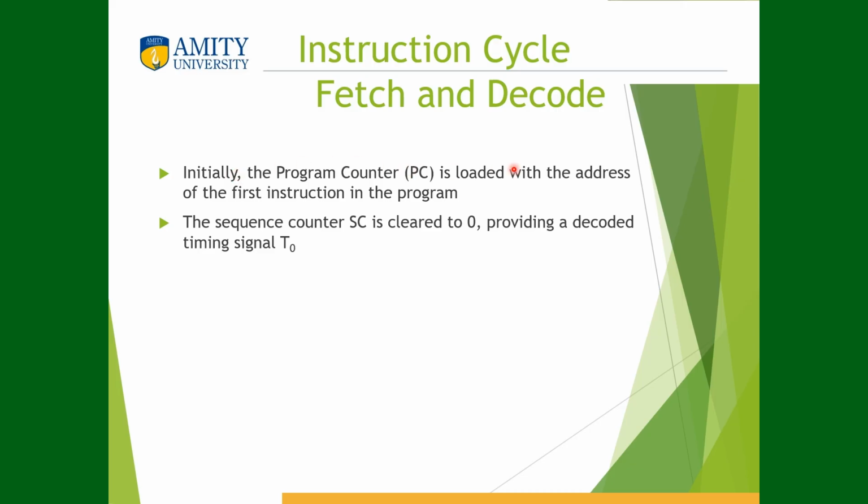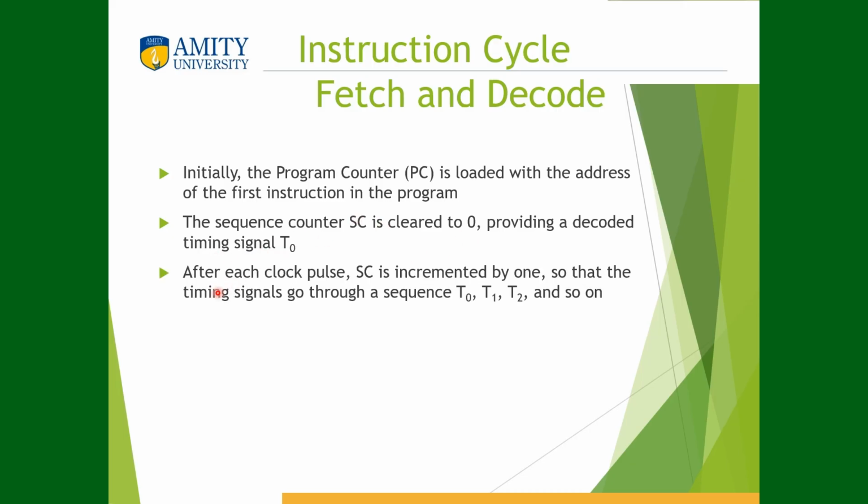Initially, the program counter is loaded with the address of the first instruction. So the program counter gets the address of the first instruction, and the sequence counter is cleared to 0, providing a decoder time signal T0. So whenever the sequence counter is set to 0, we get the time signal 0, and that marks the start of the cycle. After each clock pulse, the sequence counter is incremented so that we go on getting time signals from T0, we go to T1, T2 and so on. So this helps us in marking the phases of the instruction cycle.